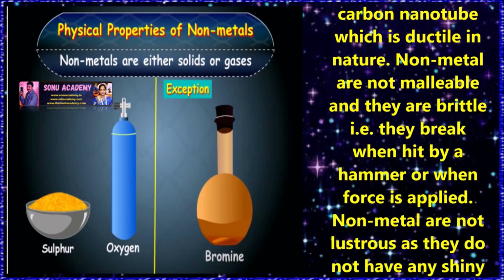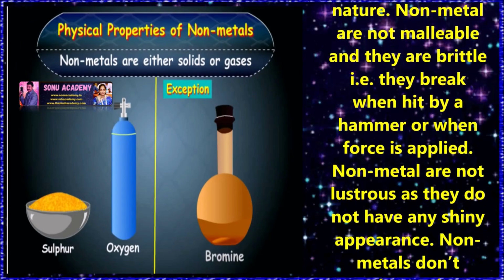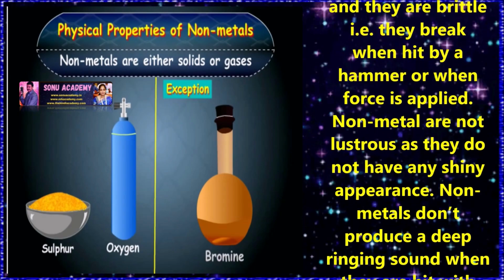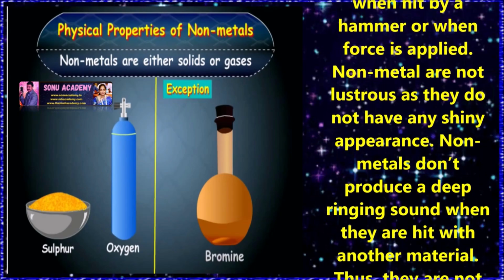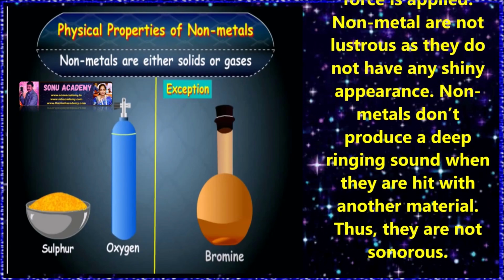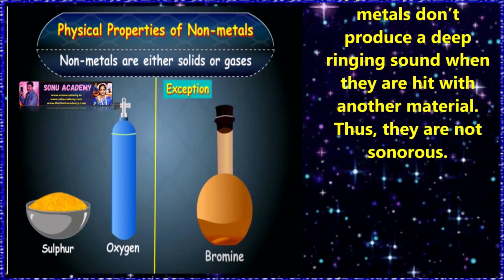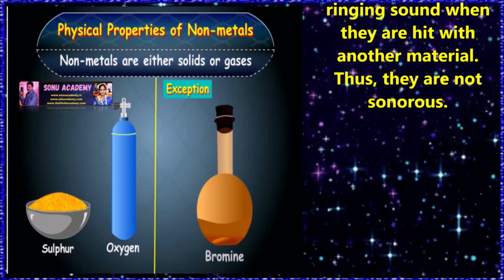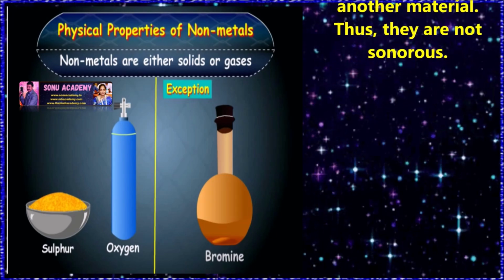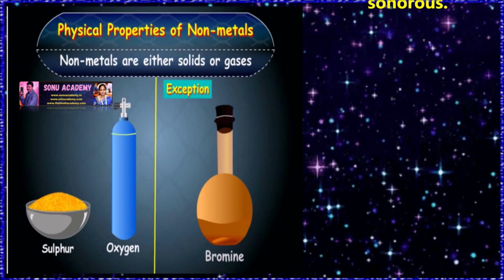Non-metals are not malleable and they are brittle, that is, they break when hit with a hammer or when force is applied. Non-metals are not lustrous as they do not have any shiny appearance. Non-metals do not produce a deep ringing sound when they are hit with another metal, thus they are not sonorous.